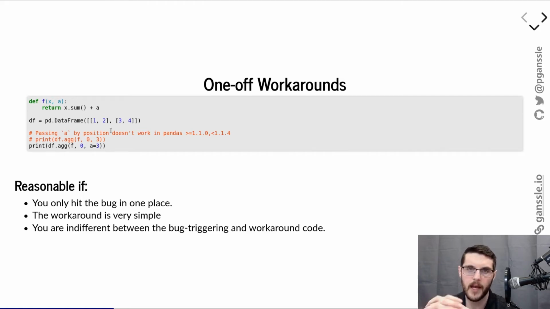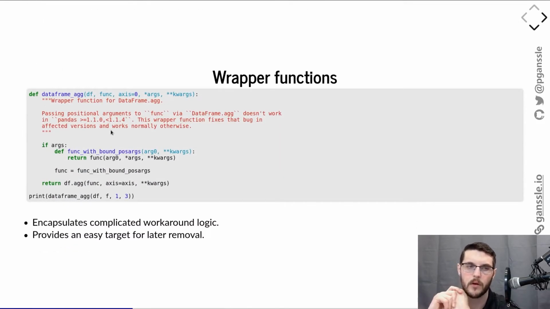And this works well if you only hit the bug in one place, or if the workaround is very simple. But if you're hitting it a lot, or it gets a little more complicated, you may want a wrapper function. So a wrapper function is basically something where you mimic the function that has the bug in it, and then you encapsulate in that whatever workaround logic you need. So in this case, I've implemented dataframe_ag as a wrapper around df.ag, and then we just detect whether someone is passing positional arguments. And if so, I eagerly bind them to the function before I pass it to df.ag, right? I'm just closing over these original arguments so that df.ag never has to pass anything except keyword arguments.